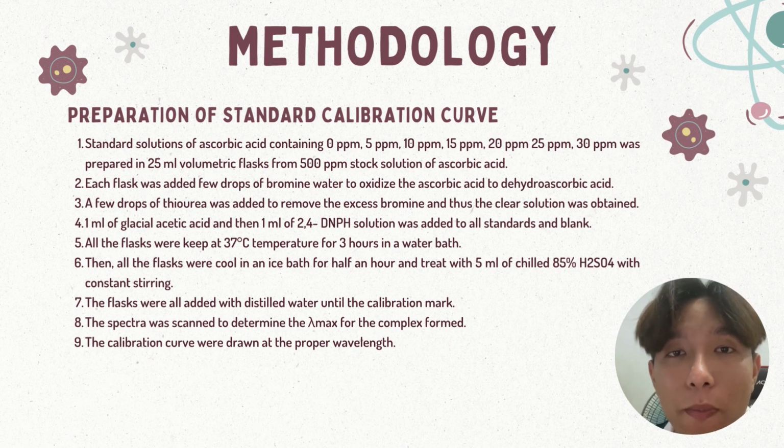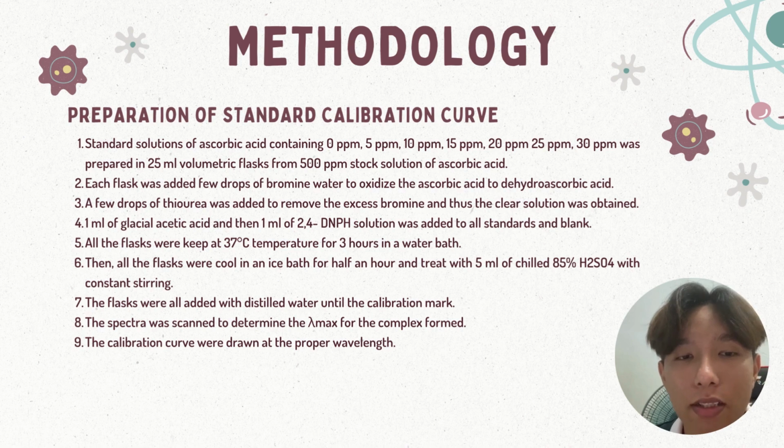For the last part of methodology, preparation of standard calibration curve. First of all, standard solution of ascorbic acid containing 0 ppm until 30 ppm was prepared in 25 ml volumetric flask from 500 ppm stock solution of ascorbic acid. Each flask was added few drops of bromine water to oxidize the ascorbic acid to dihydroascorbic acid. A few drops of thiourea was added to remove the excess bromine and thus the clear solution was obtained.